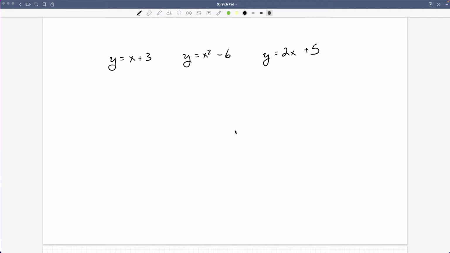Welcome back. We're in lesson 102. We're talking about sums of functions. Recall that functional notation has several advantages. The first is that it allows us to identify the equations being considered.